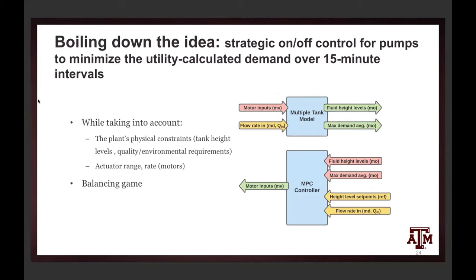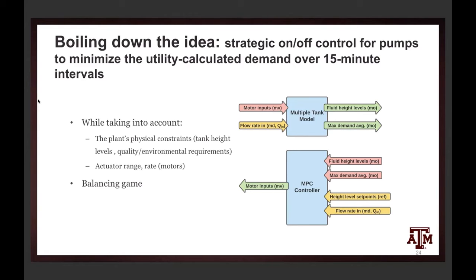So boiling down the idea into basically just a sentence, we're trying to strategically control the pumps in a plant to turn on and off, if it's for fixed speed motors, to minimize the utility calculated demand over a 15-minute interval, which is how most of these utilities factor in the demand charge, while taking into account both the plant's physical constraints, so the tank height, the fluid levels in the tanks, and then the quality and environmental requirements that you need to pass for you to be able to output the effluent stream.